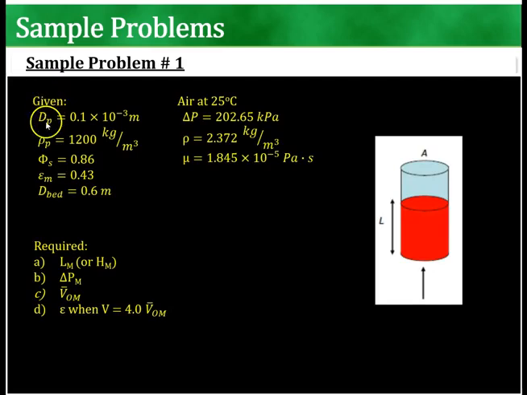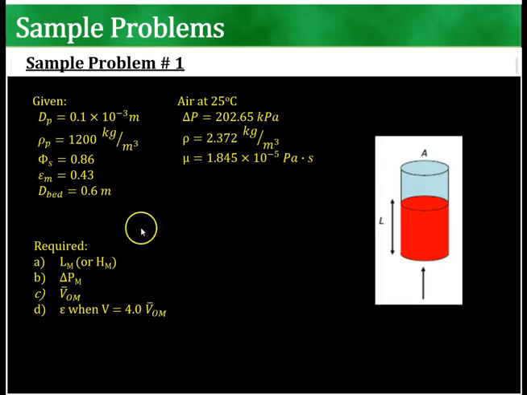Basically, what you're given are the diameter, 0.1 millimeters, and the density, 1,200 kilograms per cubic meter. The sphericity is 0.86. The voidage is given at 0.43. The diameter of the bed is given to be 0.6 meters. And then the properties of air at 25 degrees Celsius are given. The absolute pressure was already provided, 202.65 kilopascal. The density is 2.372 kilograms per cubic meter. And lastly, the viscosity, 1.845 times 10 to the negative 5 Pascal second.